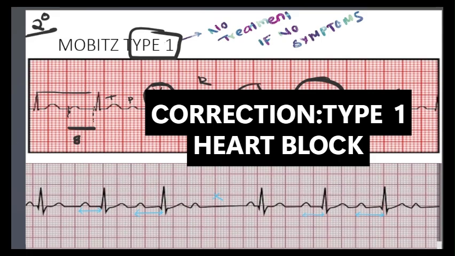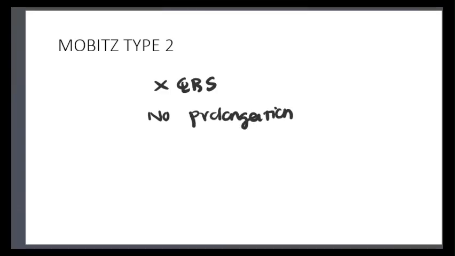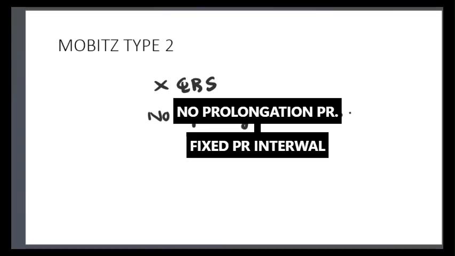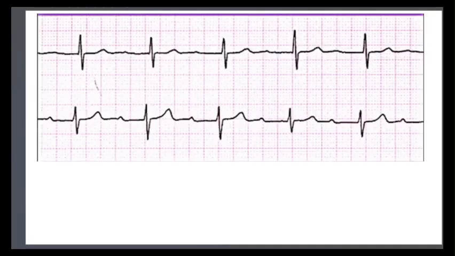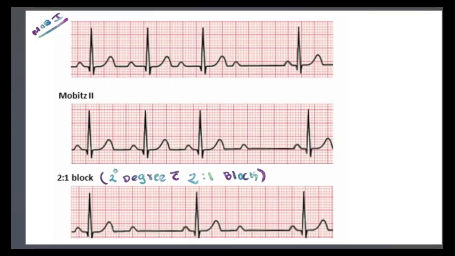And what if there is missing of QRS complex, but there is no prolongation of the PR interval before the missing of the QRS complex? Let's see an example. Okay, here can you see? This is a classical example of Mobitz type 2 heart block.